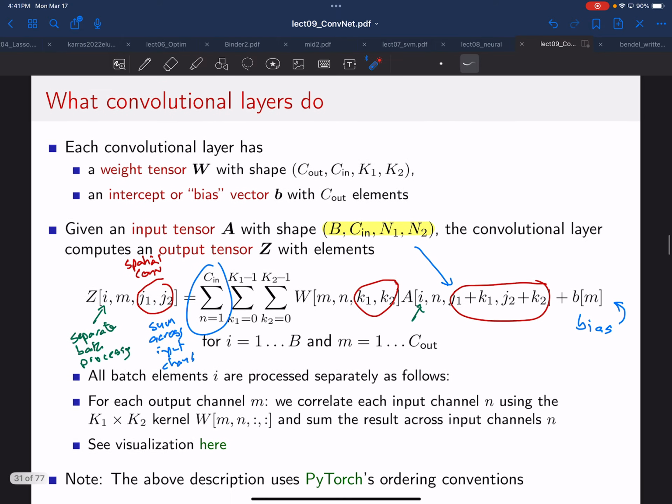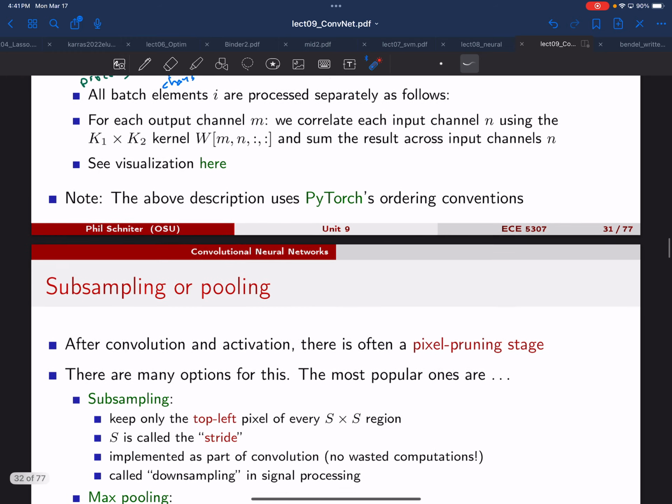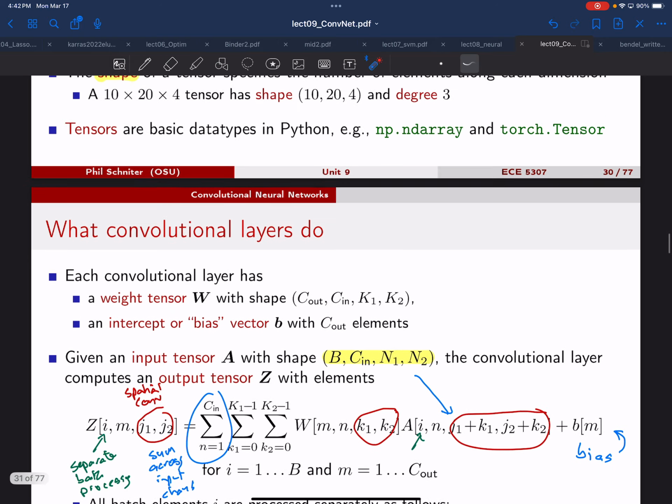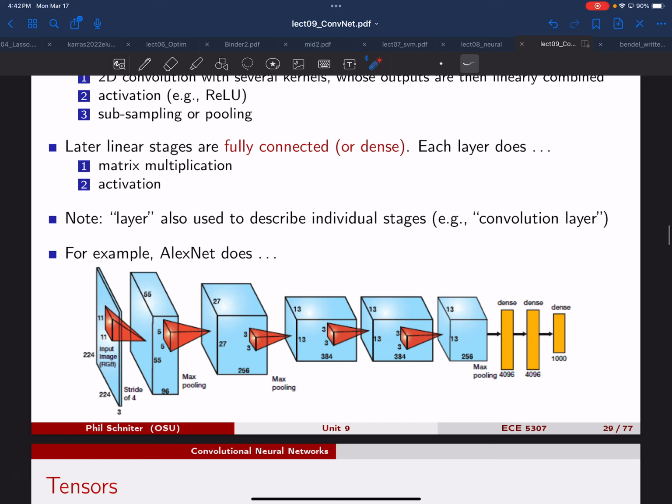Okay, so we talked about tensors, talked about convolutional layers. Now let's talk about how we change the sizes of the image. So generally speaking, I'm calling this pixel pruning. And again, the reason we need to do this is because we want to gradually change from 224 by 224 by 3 to 1 by 1,000. And so we can do that by growing the channels gradually and shrinking the spatial dimensions. So when we shrink spatial dimensions, roughly speaking, we shrink by a factor of 2 or 4 usually.